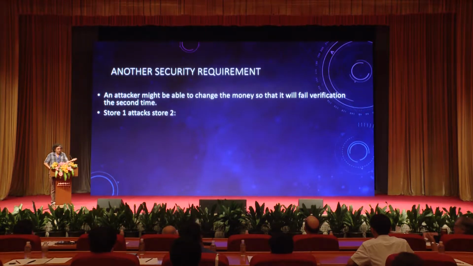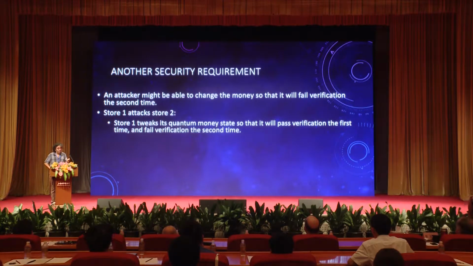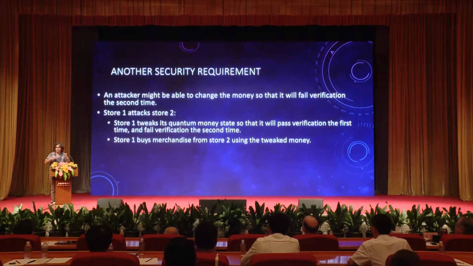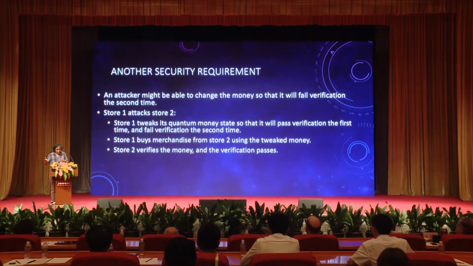I'm giving a simple example here. You have two competing stores. Store 1 attacks store 2. Store 1 has some money. The store tweaks that money so that it will pass verification once, but will fail verification the second time. And indeed, this is not excluded. Now, store 1 buys merchandise from store 2 using that tweaked money. Then store 2 tries to verify the money, and it passes verification the first time. Now the second store perhaps gives merchandise to the first store, and then the first store didn't lose anything from that transaction. And then when store 2 goes to buy something using the money that was received, it doesn't pass verification, and therefore it lost all the money from that transaction. So this seems like a problem, right?